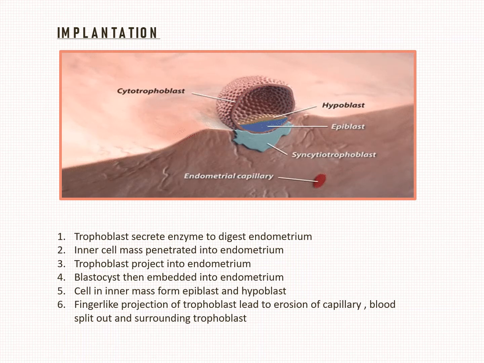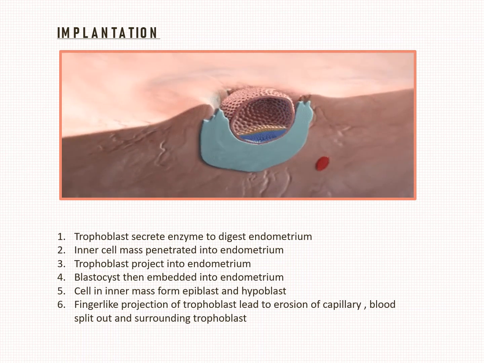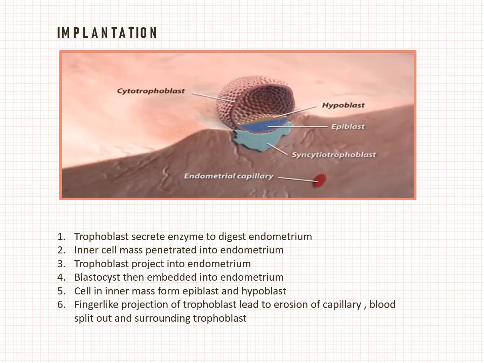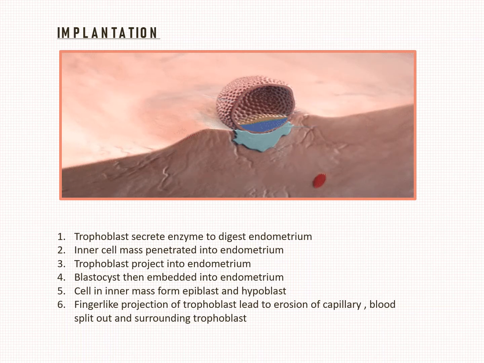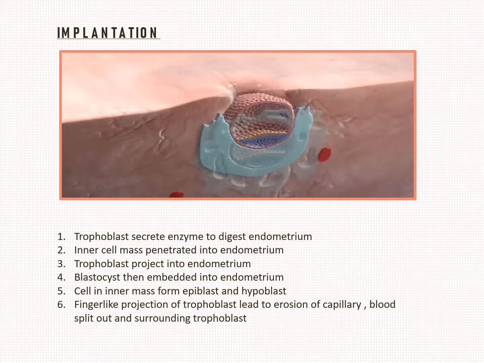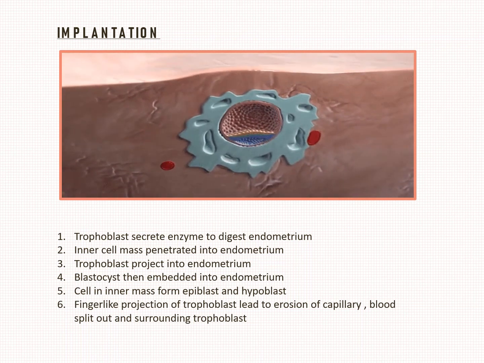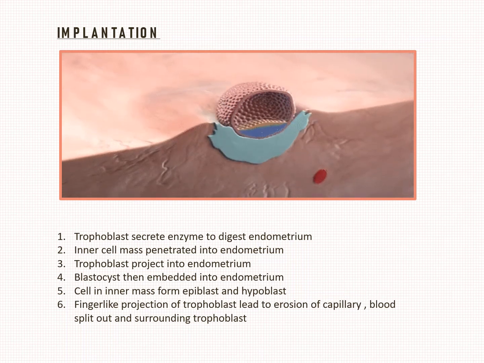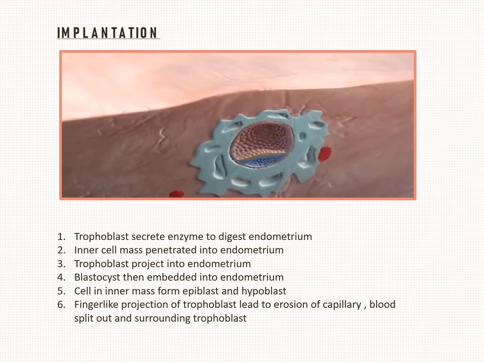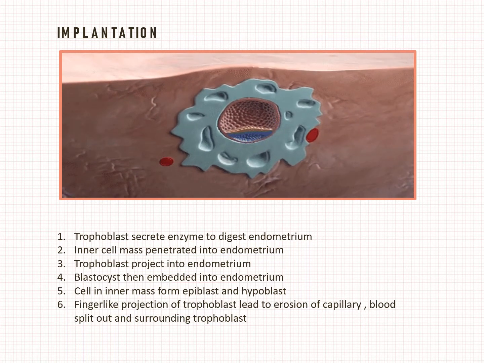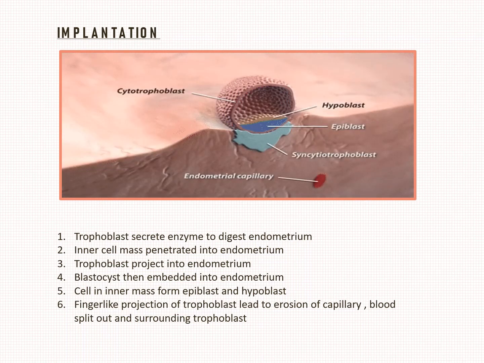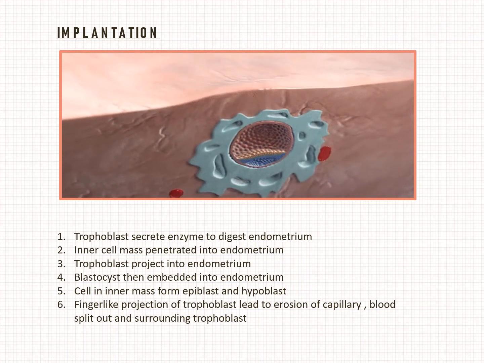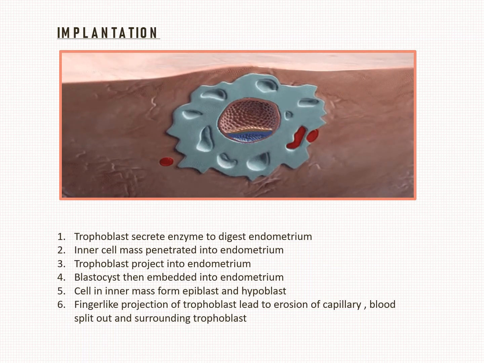During implantation, the trophoblast will secrete enzyme to digest the endometrium. As the endometrium has been digested, the trophoblast projects into the endometrium. Blastocyst then embeds into the endometrium. Cells in the inner mass differentiate and form two layers of the embryonic disc, which are epiblast and hypoblast. Finger-like projections of the trophoblast lead to the erosion of capillaries and blood will spill out and surround the trophoblast. This will provide nutrients for the development of the blastocyst.